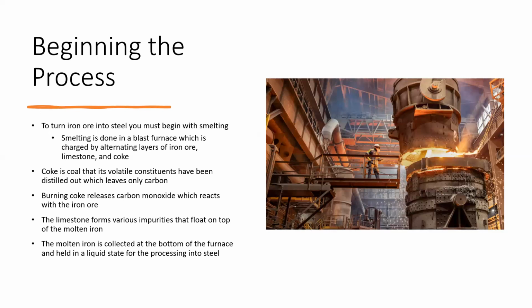The limestone forms various impurities that float on top of the molten iron. This is called slag. The slag is something you do not want in your iron, so you must remove it while it's in the molten stage.